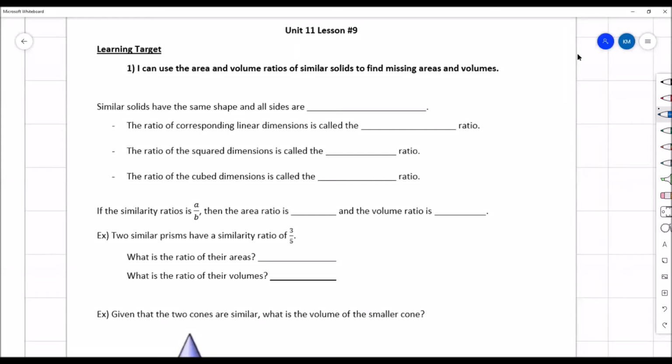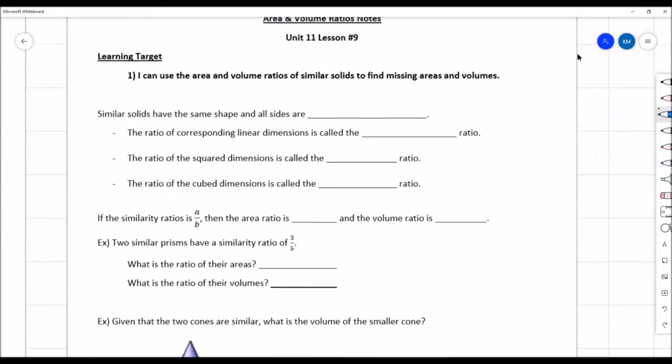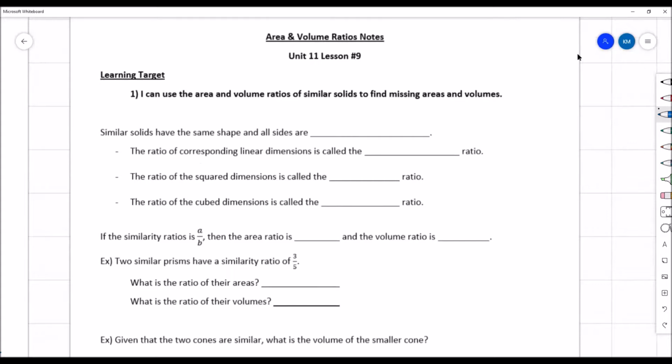Today we're looking at, oops, I don't have the title in here. Area and volume ratios notes. At the end of this video, you should be able to use the area and volume ratios of similar solids to find missing areas and volumes.